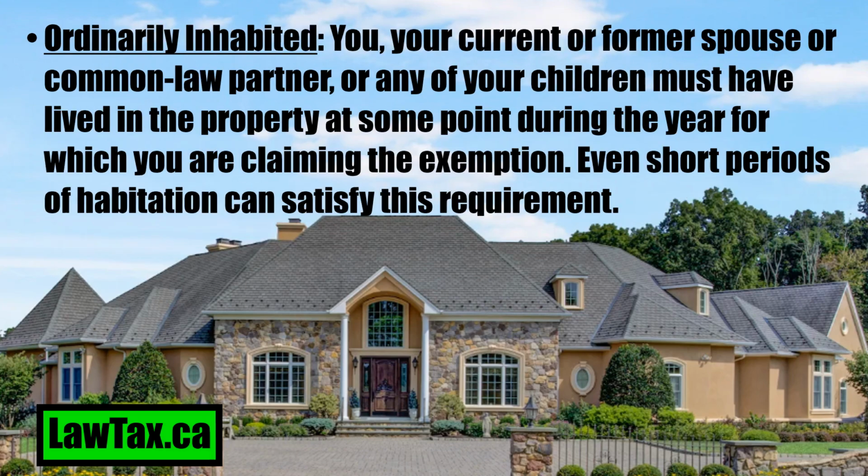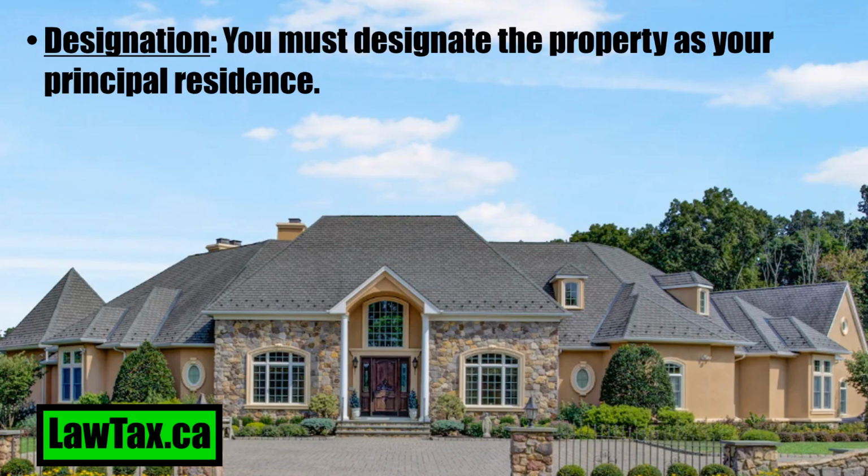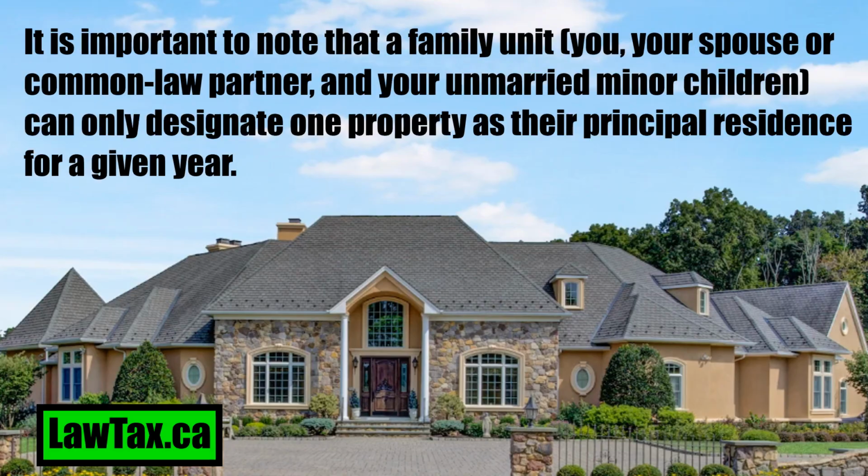Ordinarily inhabited. You, your current or former spouse, or common law partner, or any of your children must have lived in the property at some point during the year for which you are claiming the exemption. Even short periods of habitation can satisfy this requirement. Designation. You must designate the property as your principal residence. It is important to note that a family unit, you, your spouse or common law partner, and your unmarried minor children can only designate one property as their principal residence for a given year.